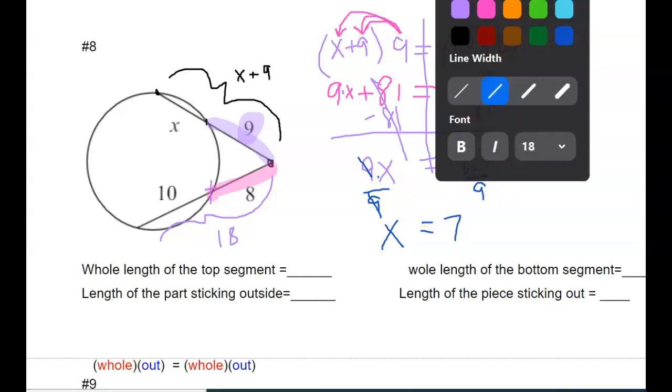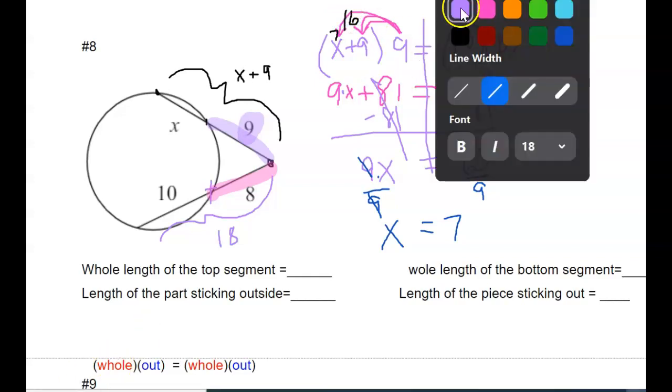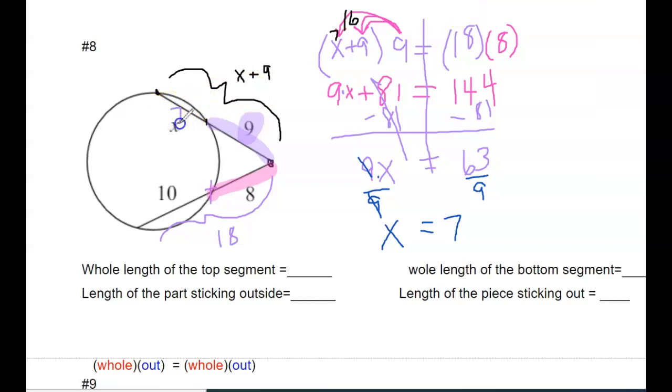So let's check to see if it works here. So 7 plus 9. What's 7 plus 9? 7 plus 9 is 16. So what's 16 times 9? Because if this is 7, 7 plus 9 is 16. So the whole thing, 16 times 9, yep, it would be 144. 16 times 9 is 144. Awesome. This always works. This is so cool.